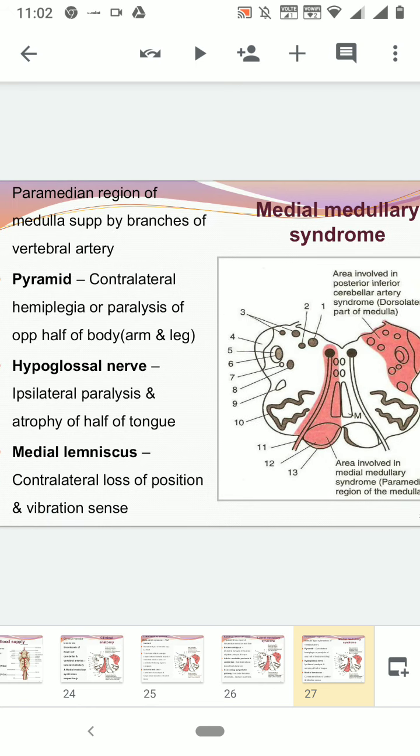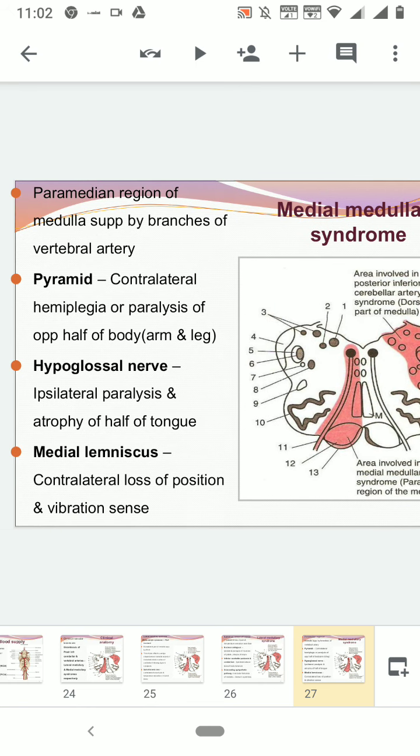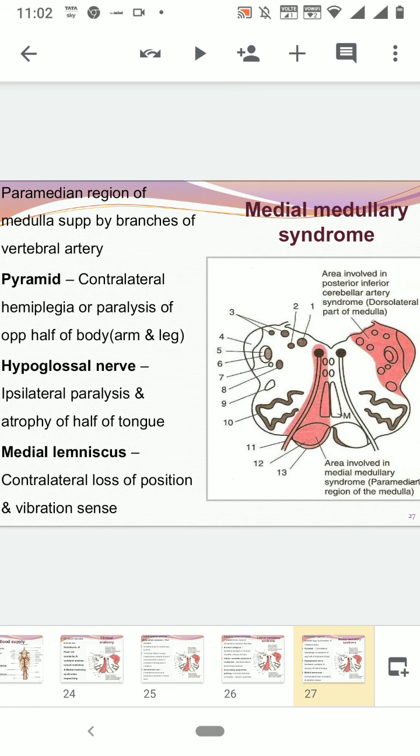Then in the center, that is in the paramedial position, we have the hypoglossal nucleus. So remember that there will be ipsilateral damage. I have already told you, whenever a cranial nerve nucleus is involved, it causes ipsilateral damage and not contralateral damage. So please remember that. It causes ipsilateral paralysis of the tongue and atrophy of half of the tongue. One nucleus, one side is involved, so atrophy of half of the tongue.